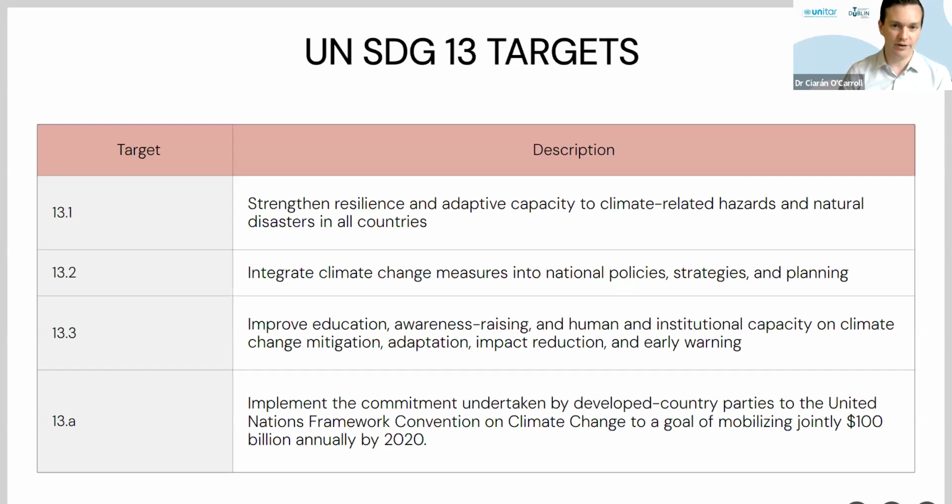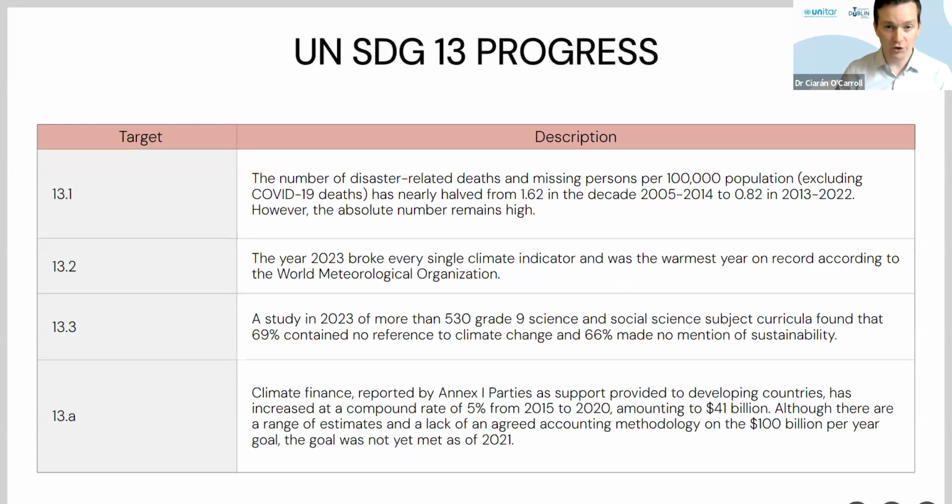But the point is that each UN SDG has targets that must be met. And not a lot of people realize that. They often see the 17 Sustainable Development Goals and think that they're just a couple of words and a bright selection of colors. Well, actually, there are targets underneath, and all of those targets are monitored regularly at national and international levels. So just for example, looking at UN SDG 13, how are the latest progress indicators looking?